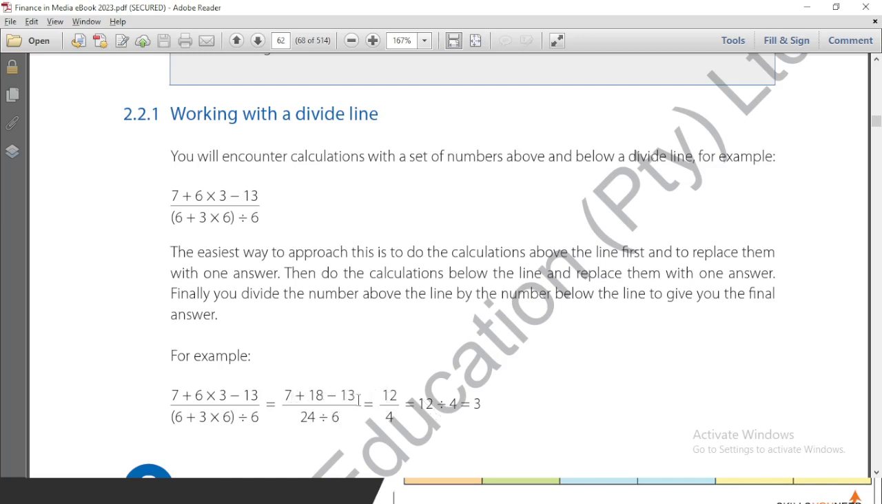7 plus 18 minus 13, they all have the same weight, so you can start with any and then complete. Because they have the same weight, we will start from left to right, which is 7 plus 18 giving us 25, minus 13 giving us a final answer of 12. And then here we've got 24 divided by 6 giving us 4. So our final answer will be 12 divided by 4 giving us 3.